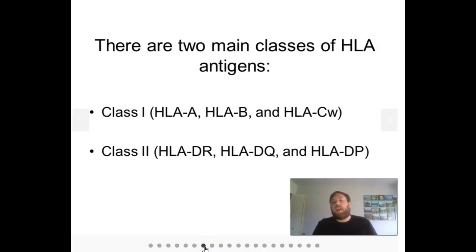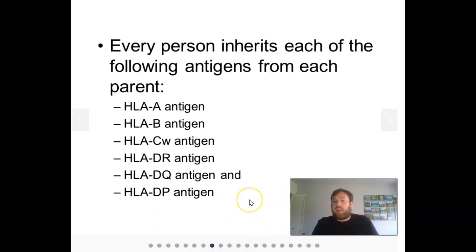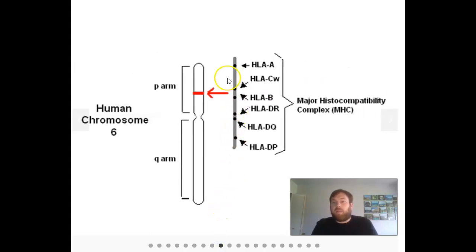Now, there are two main classes of HLA antigens, class 1 and class 2. I'm not going to make you memorize the abbreviations of all these different things, but they kind of all flow together in the case that every person inherits each of the following antigens from each parent. There's two classes, one for each parent that they get. So HLA-A, B, CW, DR, DQ, and DP are the 6 different types of HLA antigens, and they're all going to be from that spot on that P arm on chromosome 6.